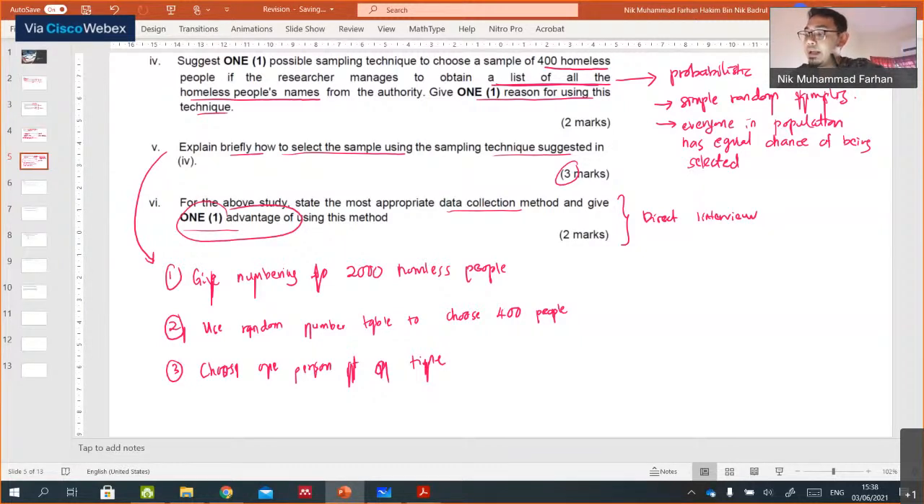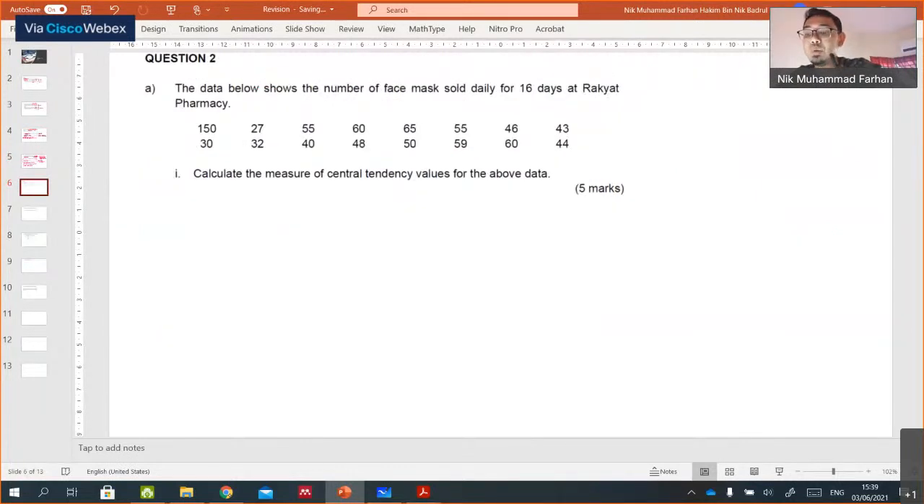Okay. Bila kita buat face to face interview ni, we can note anything, or we can declare ataupun clarify anything from the respondents. And of course, response rate tinggi lah bila kita buat face to face ni kan, okay? So you can do this, right? So give your logic answer lah for advantage. Baik, let's go to question number 2.